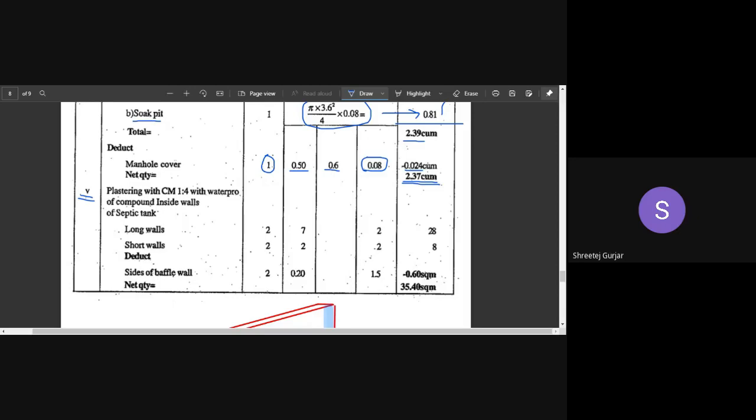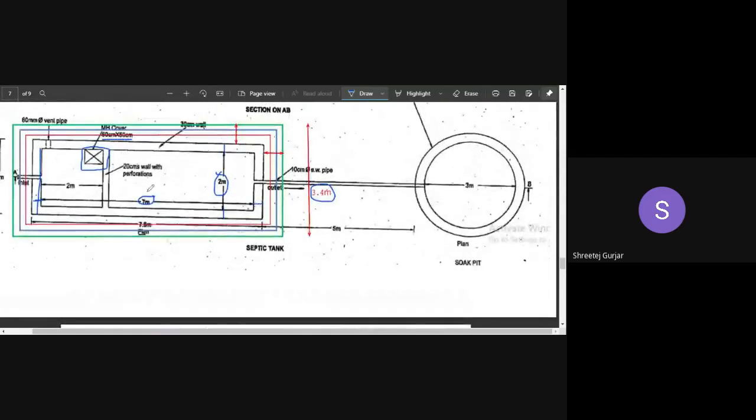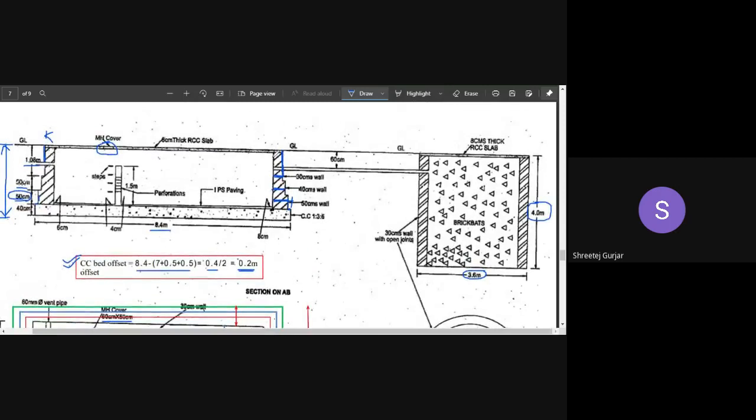Cement plastering in 1:4 mortar. Okay, so 2 long walls, 2 short walls. We need to provide in to in, right? So this is the in to in distance, 7 meters by 2 meters, and the height of your entire wall. Height of your entire wall is what? It is 1.08 plus 0.5 plus 0.5.